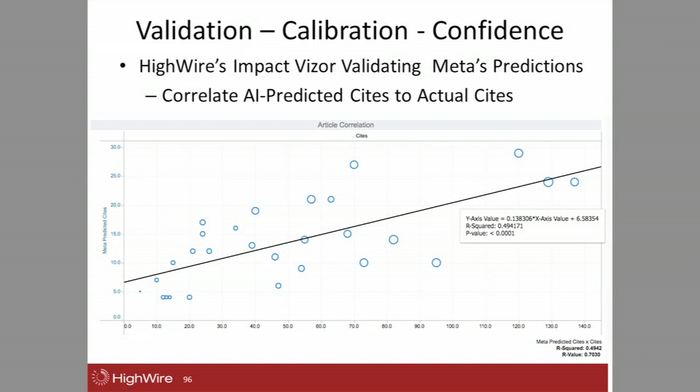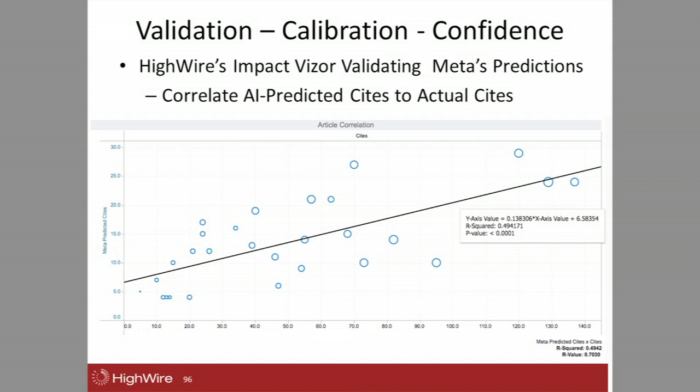What's showing here is an example of some work we did with Meta last fall. Essentially, they have some software that predicts citations out 3 years. So what we did is essentially rewind in our Impact Visor tool and compare Meta's prediction of 3-year citations to articles that were published 3 years ago. And we could use R-squared and p-values to say this is about how good this is.